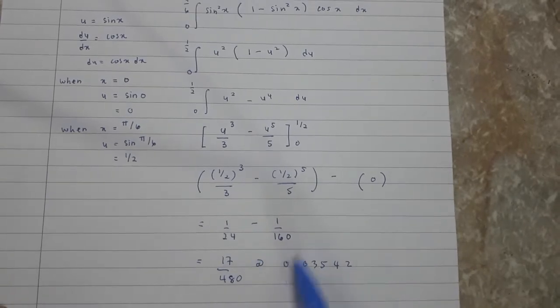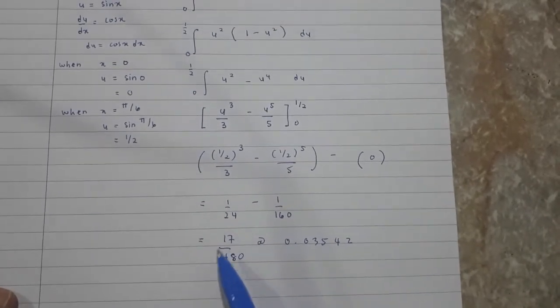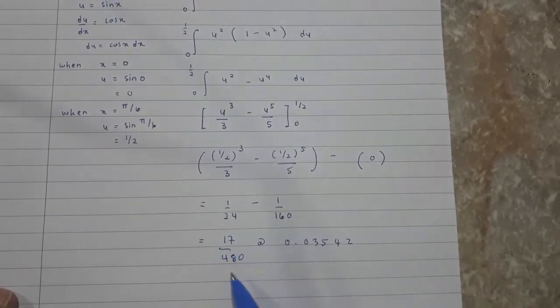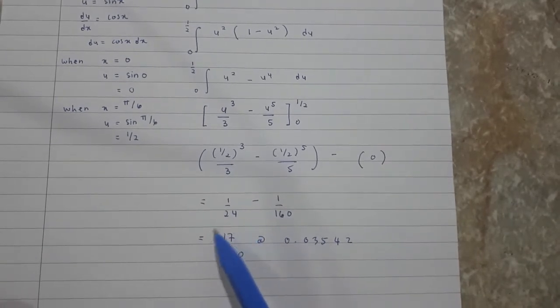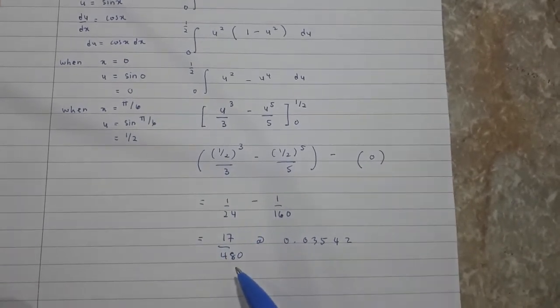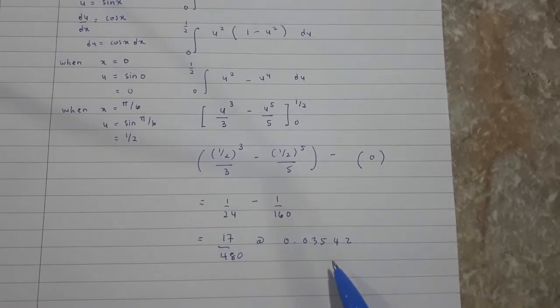Okay, after some calculation, we get final answer 17 over 480, or in decimal form 0.03542. You are advised to leave your final answer in fraction form if you can, because it is more precise compared to decimal.